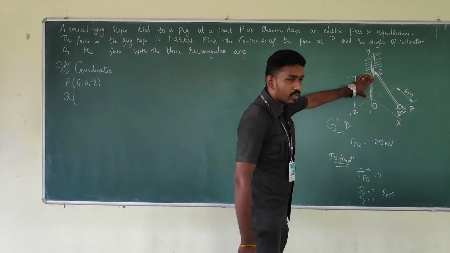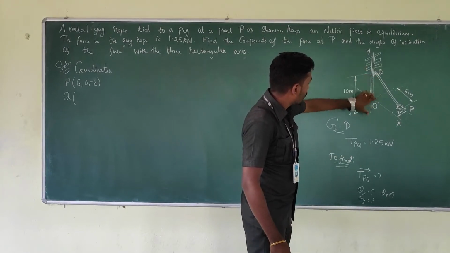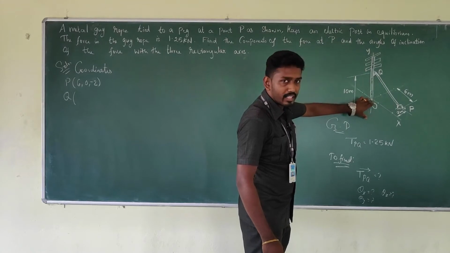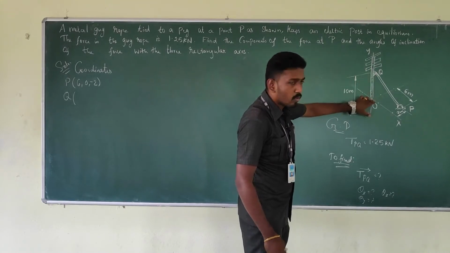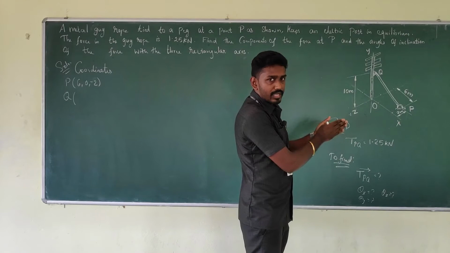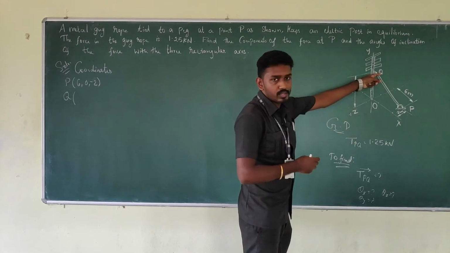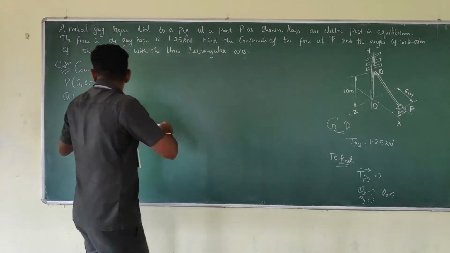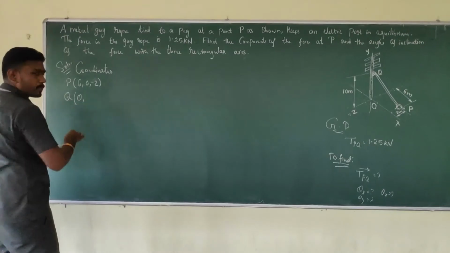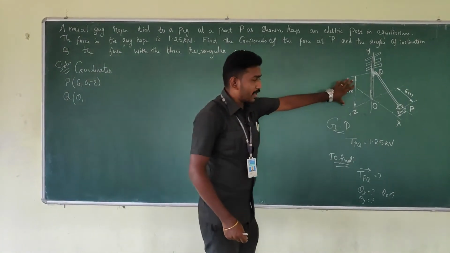x distance, just it is where? At the O, am I right? It is just at the O. There is no distance in x axis for specifying this Q. So you can take 0, comma, what about y?